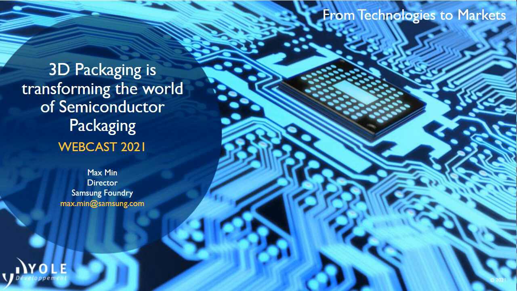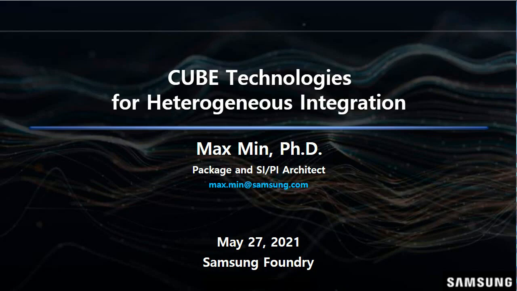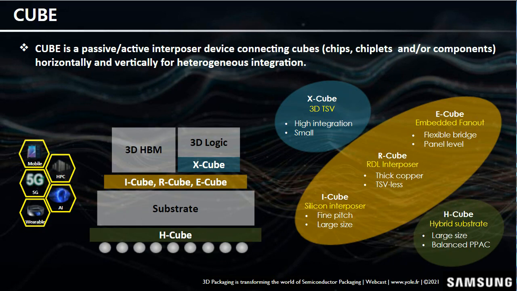Okay, so thank you. So today, let me introduce the cube technology for heterogeneous integration. First, let me define the cube. From our side, the cube is a passive and active interposer device connecting chips, chiplets, and components, horizontally and vertically, for heterogeneous integration for mobile, 5G, wearable, HPC, and AI applications.